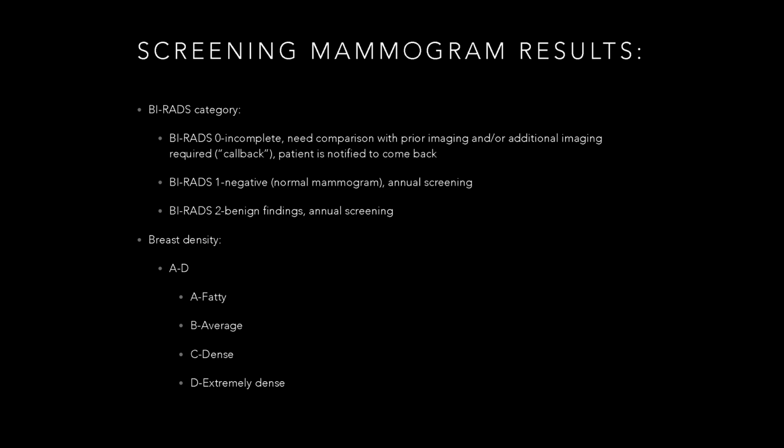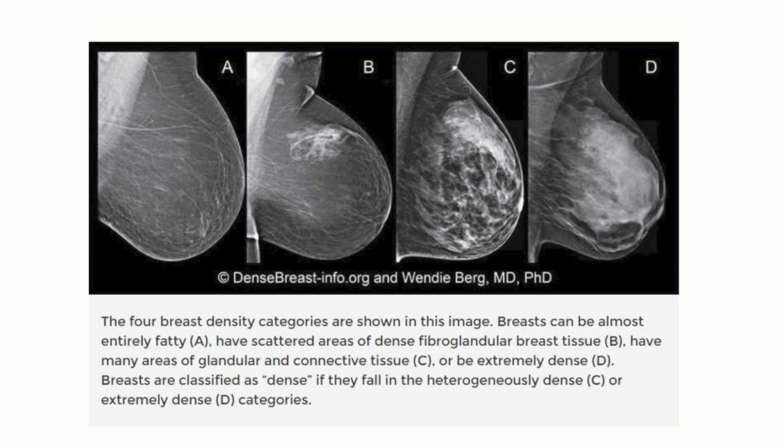We'll also mention the breast density, which is A through D, with A and B not being dense, and then C and D are dense breast tissue. And then this image just shows the difference between the different densities, with A being fatty or the least dense, and then D being the most dense.